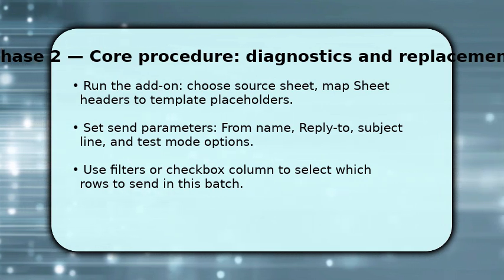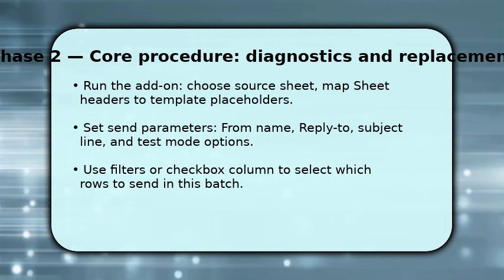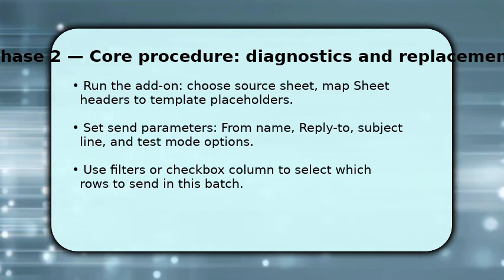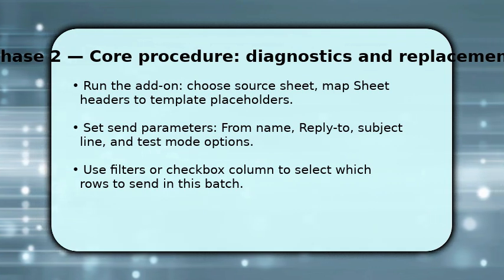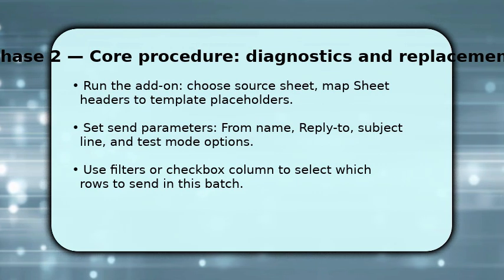Then configure send settings: from name, reply-to address, subject line, and whether to run in test mode for a single row. Once mapped, use a filter or a send checkbox column to limit recipients. This prevents accidental mass sends.